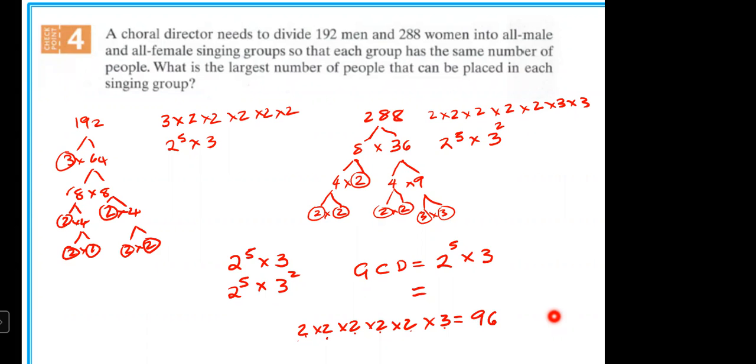Anybody want to tell me how many male groups? The question didn't ask this, but I'm asking you, how many male groups could we get if we have 96 members in each singing group? 2. What about the female groups? 3. Okay. So we'd have 3 groups of 96 for the women and 2 groups of 96 for the men. Like I said, the question didn't ask this, but just in case. All they want to know is the largest number of people that can be placed in each singing group. The answer is 96.